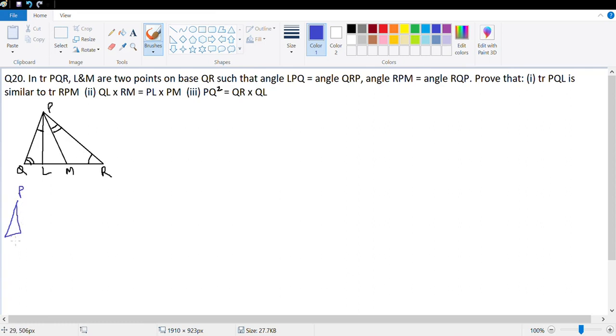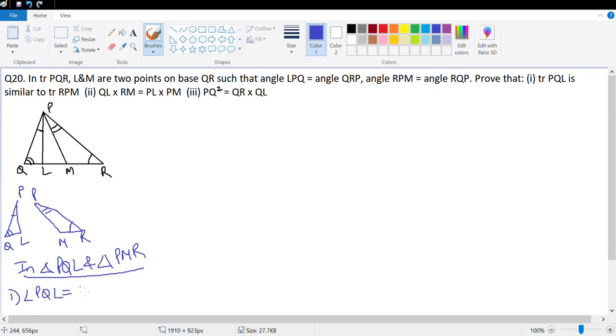This is PQL, this is PMR, this is single line, this is single line, angle Q and angle P here are equal. So by AA test, these are already similar. So in triangle PQL and triangle PMR, what do we get? Number one, angle PQL is equal to angle RPM. This is given. Next.